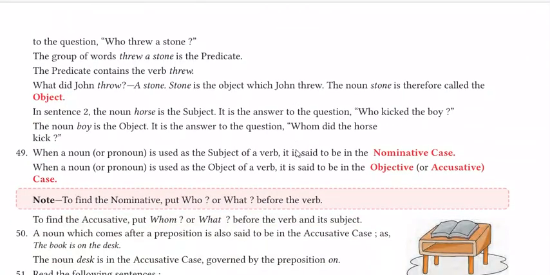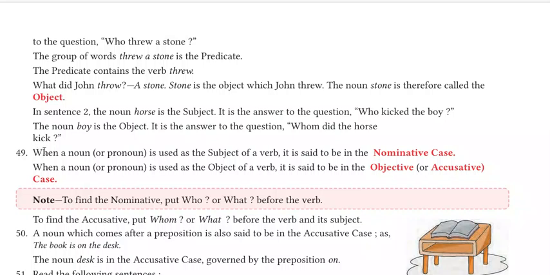What did John throw? A stone. Stone is the thing which John threw. The noun stone is therefore called the object. In the second sentence, the noun horse is the subject. It is the answer to the question who kicked the boy. The horse is the noun, while kicked the boy is the predicate. It is the answer to the question whom did the horse kick? The boy, right? So the boy is the object here and kicked the boy as a whole is the predicate.